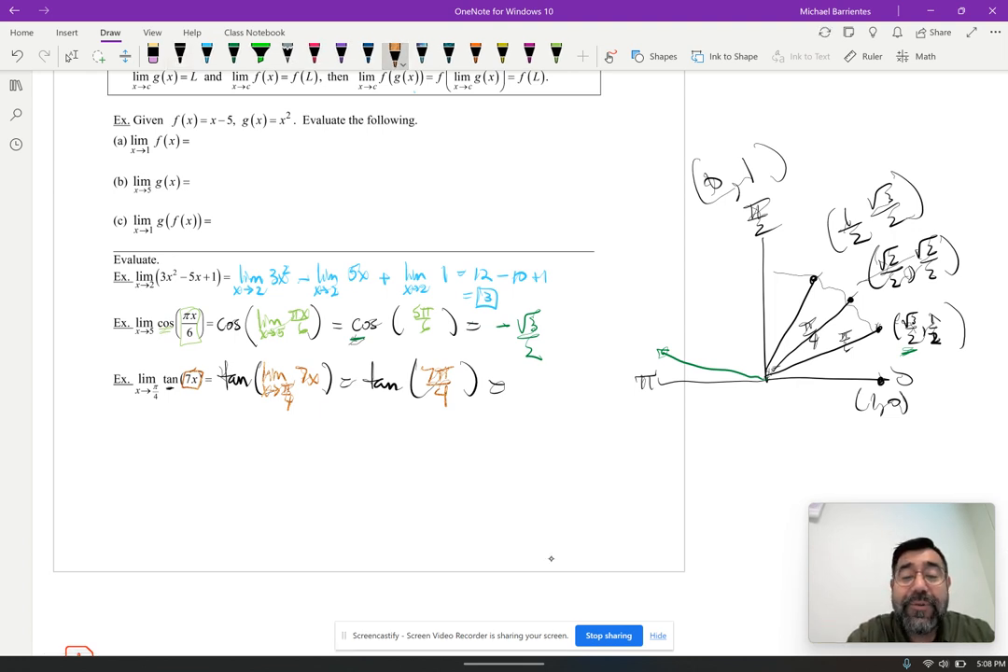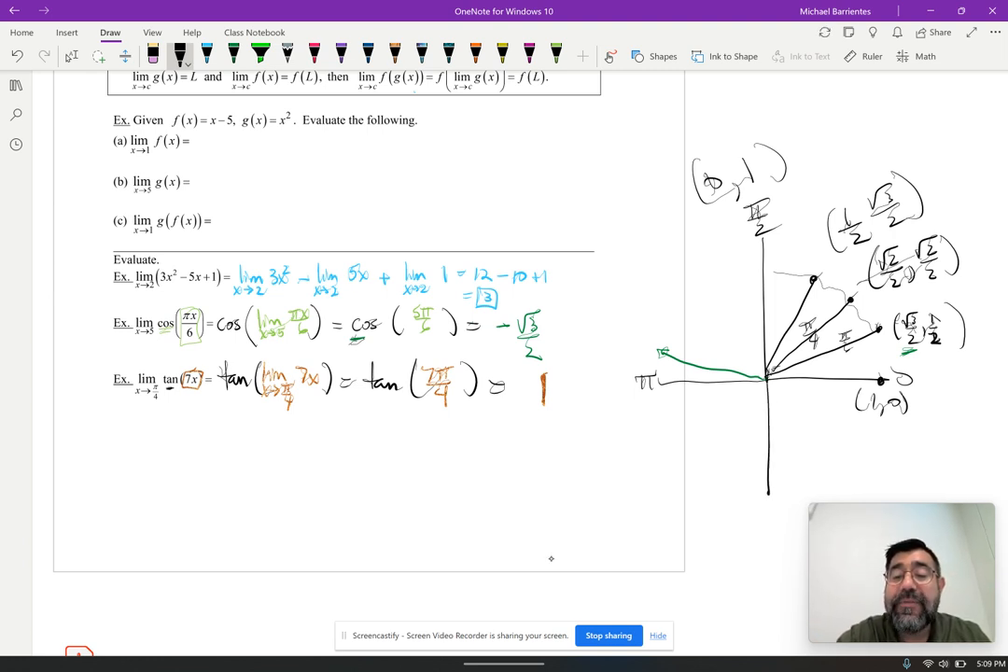I know that pi over 4 tangent, remember, is y over x. So it's square root of 2 over 2 divided by square root of 2 over 2. That would be 1. But then I need to figure out 7 pi over 4. Where is that? Or 7/4 pi. And 7/4 pi is 1 3/4 pi, or 1.75.